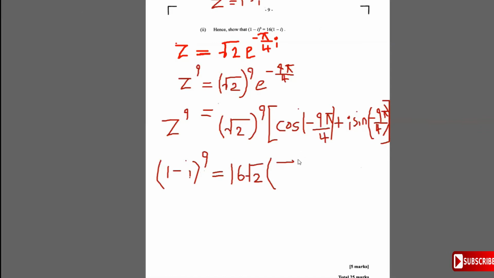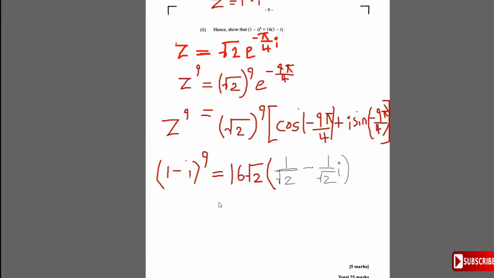In this case, it's root 2 over 2. You can write root 2 over 2 as 1 over root 2. Plus i sine of minus 9 pi by 4. So minus 9 pi divided by 4, and the sine of that is minus 1 over root 2. So it's minus 1 over root 2 times i, when you put those in a calculator.